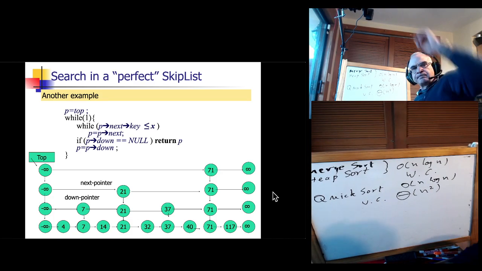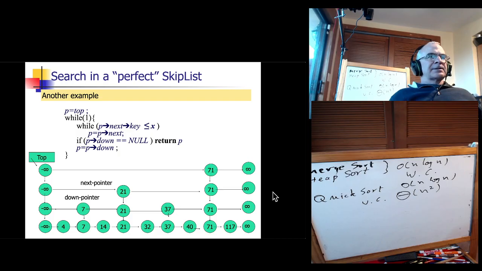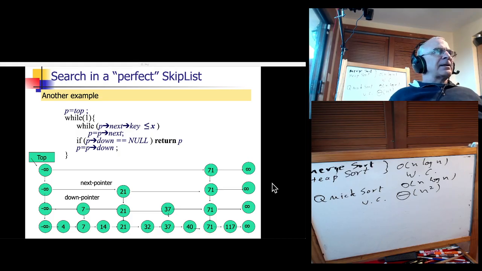Okay. So those are some mistakes that I've seen in some homework 0. And we want to continue with skip lists.